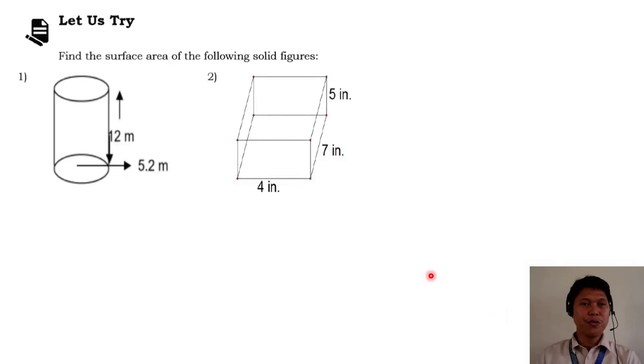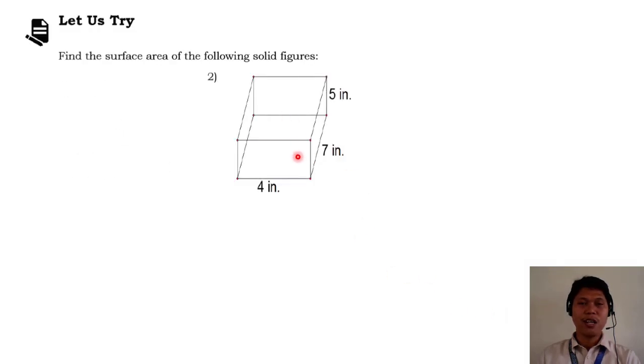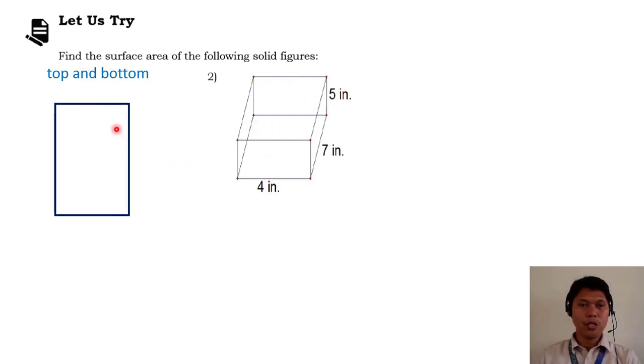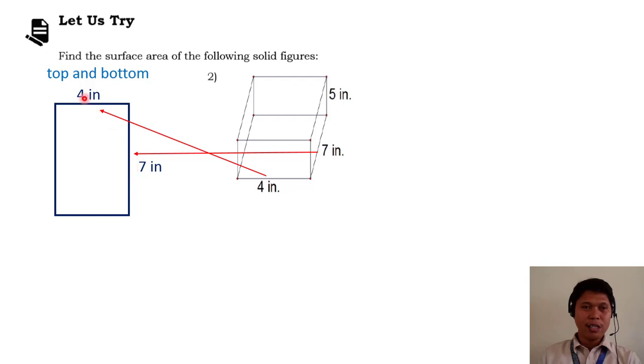We are going to proceed to figure number 2, which is a rectangular prism. First, of course, we are going to draw the nets. So you have the top, this portion, and the bottom. If we draw the top and the bottom, it looks like this. It's a rectangle, and the width is 4 inches and the length is 7 inches. Then 4 times 7 is equal to 28. Therefore, each of the top and the bottom bases has an area of 28 square inches.